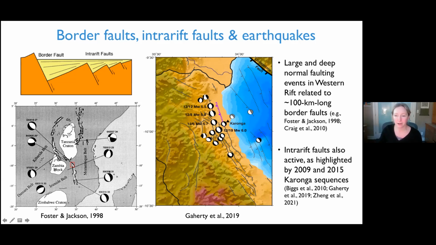But we also see earthquakes occurring on faults within the rift, these intra-rift faults. And that's exemplified by an earthquake series that happened here in 2009 near Karonga in northern Malawi on the western side of the lake, where a series of earthquakes between magnitude 5.5 and 6 occurred on one or more faults that are here in the hanging wall. And so this sets up a nice environment in which to examine patterns of faulting.